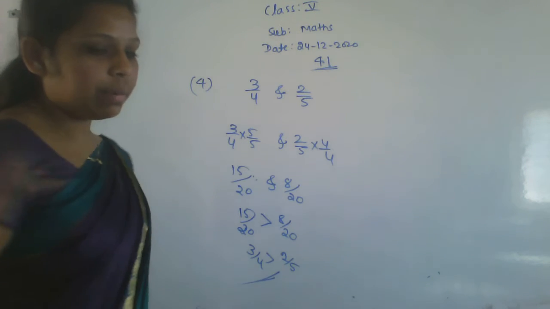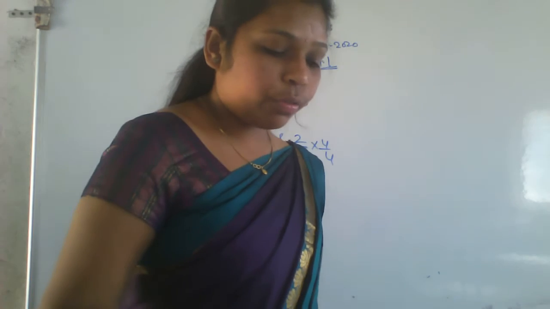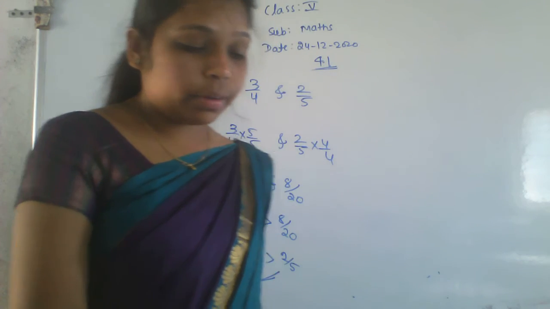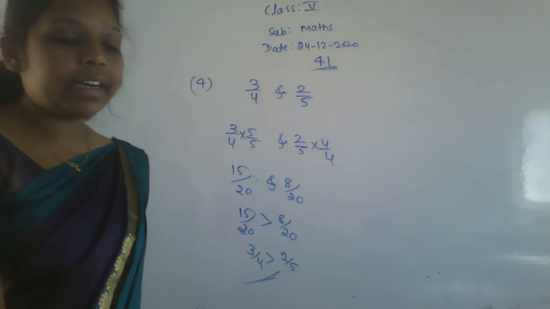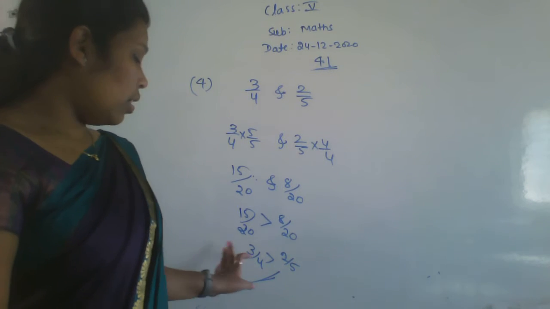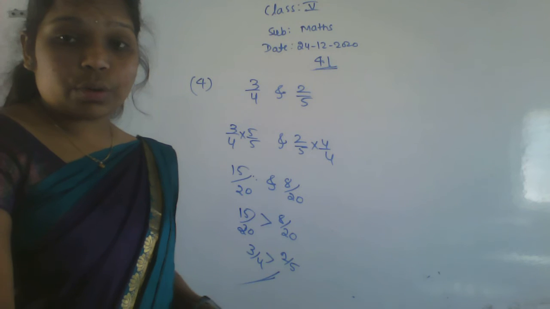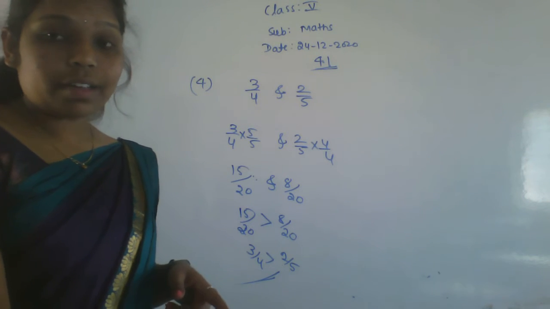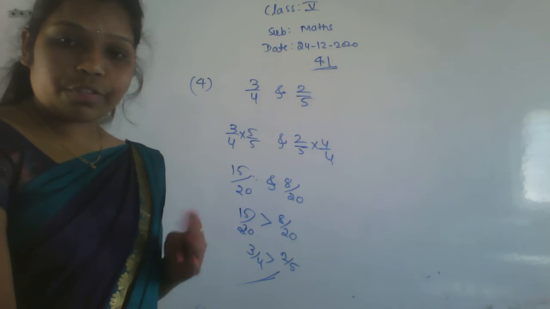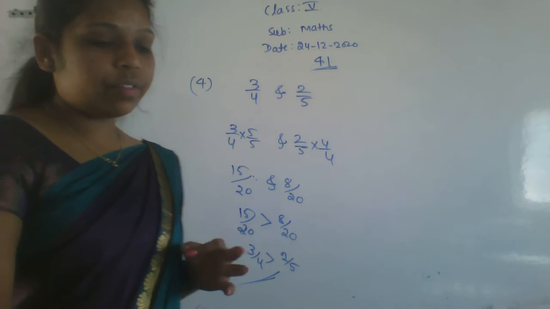So what is the 3 by 4 here? 3 by 4th cup of yogurt. So which ingredient is used more here? The yogurt is used more here. That is the conclusion for the fourth problem. Now go for the fifth one.